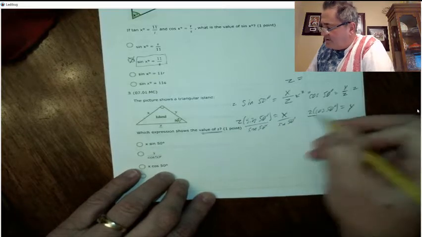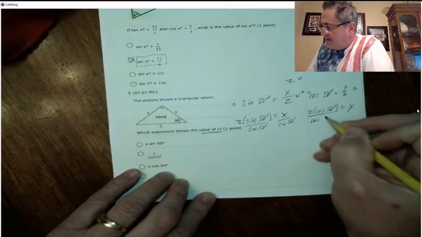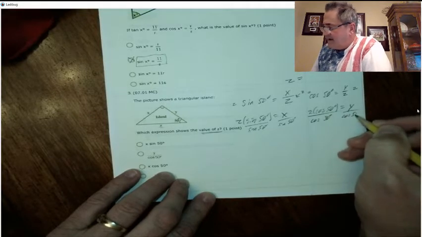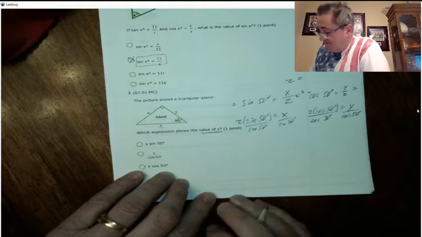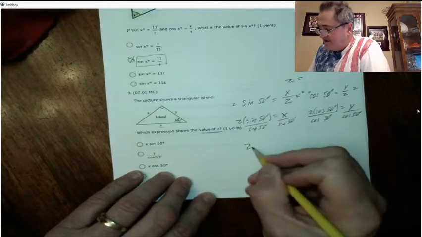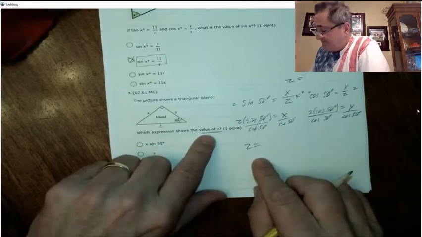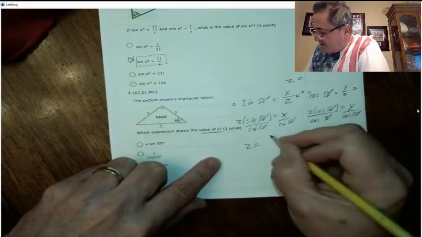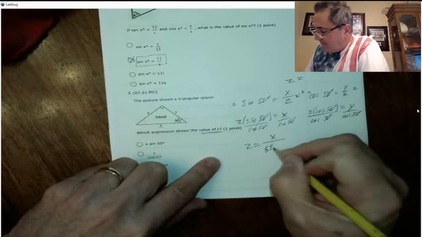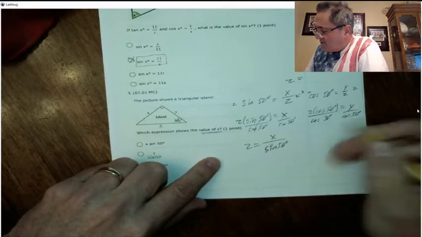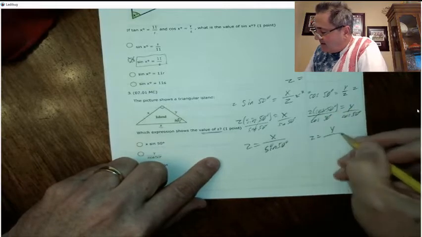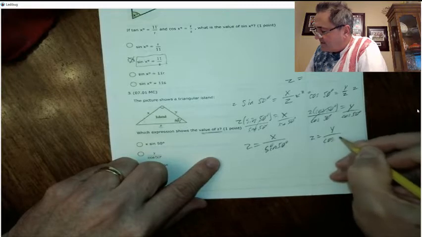Same thing over here, trying to solve for z. Got to get z by itself. Right now it's being multiplied by the sine and the cosine, so we need to divide by that. So now those cancel out. We have z equals, oh, that's what we want. We're trying to figure out what z equals. It equals x divided by the sine of 50 degrees, or z equals y divided by the cosine of 50 degrees. That's what z equals.